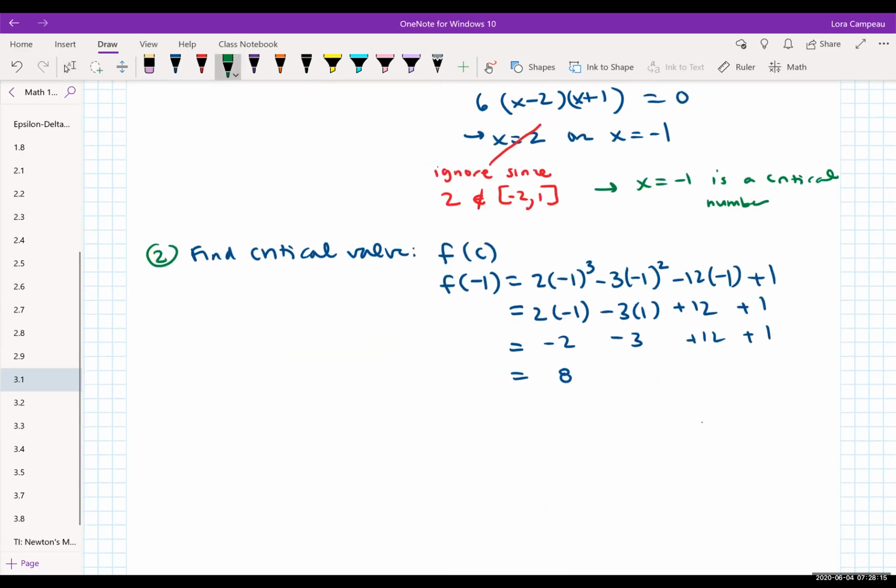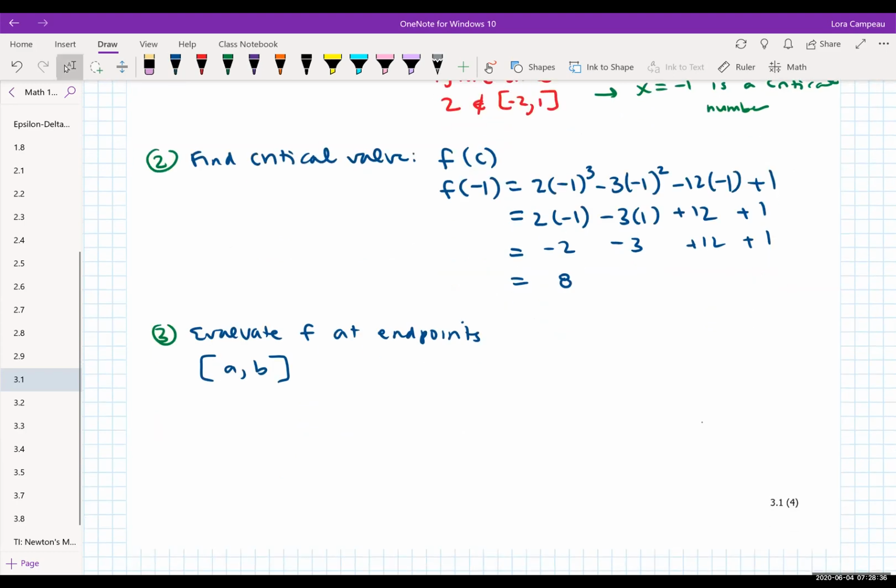That'd be like step 3 in a sense. Evaluate f at the endpoints. So what does that mean? Remember, we have the interval AB. In our case, the interval is negative 2, positive 1. So when they talk about at the endpoints, you're basically asking yourself, okay, what is f of A and what is f of B?